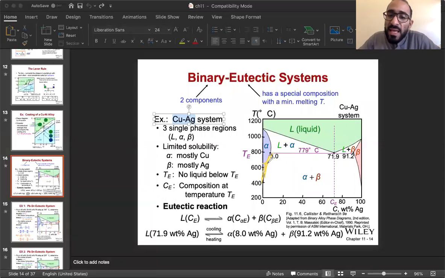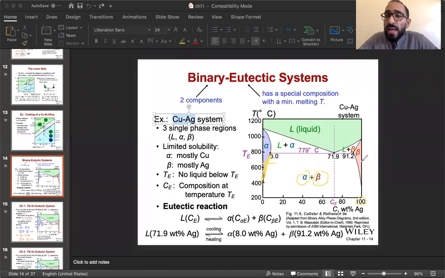Once you have this line and you add more silver, alpha cannot accommodate more of this silver, right? So you're going to start to have another phase. Another phase we call beta. So now, in addition to alpha, now you have beta. Similarly, if you go to the other side, you start with 100% silver. At this point, you have pure silver.